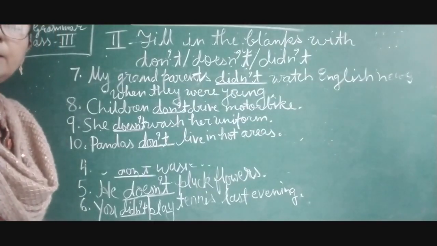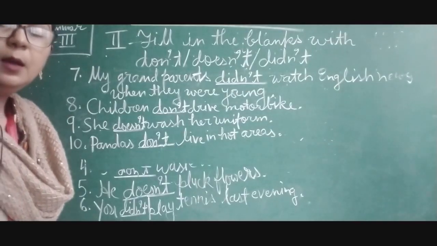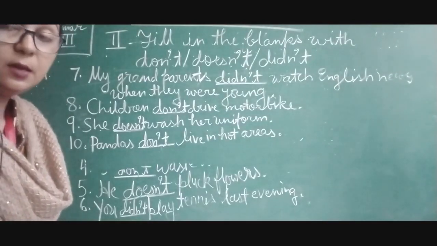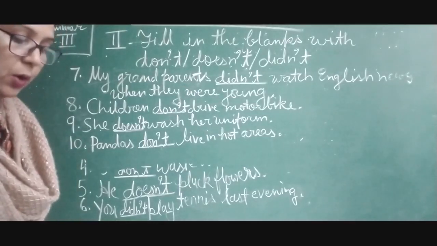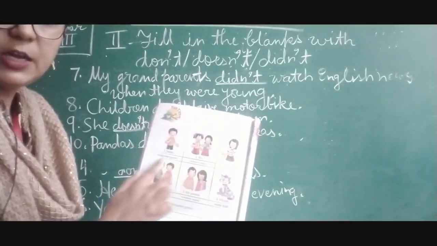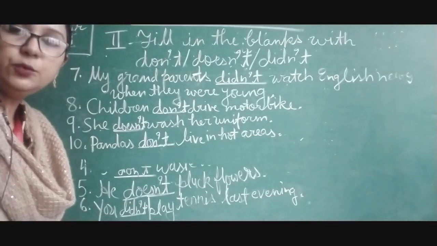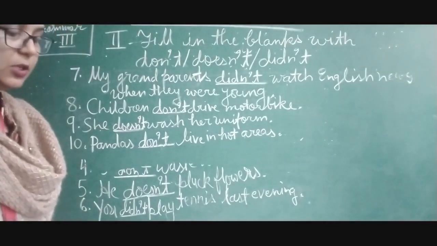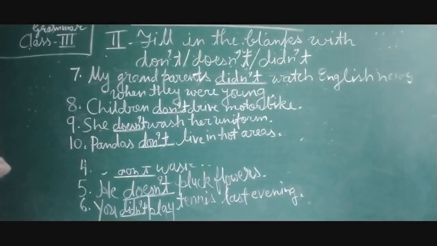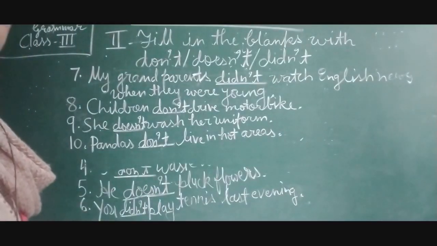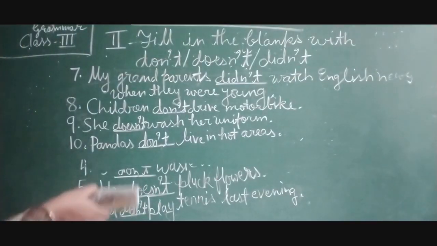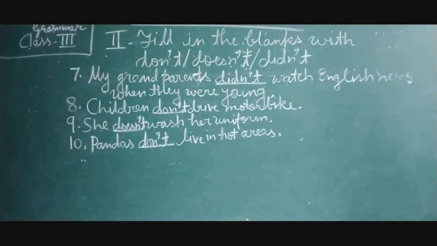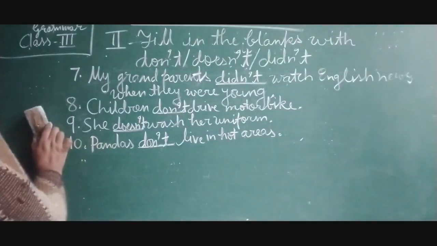So now here we will make some negative sentences with the help of don't, didn't and doesn't. So we will see these pictures which are given on page number 82, and then we will complete the exercise. Okay children? So just complete this number first, then we will start our next number. Take a screenshot. Okay.